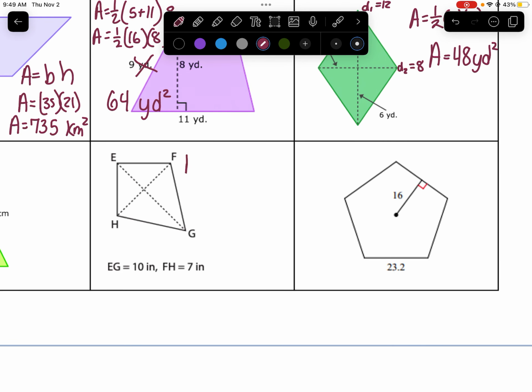And so for our kite, area equals 1/2 diagonal 1 times, oh, my Apple Pencil just died, times diagonal 2. And so our area equals 1/2, e.g. 10, 7, 1/2 of 70 is 35 square inches.